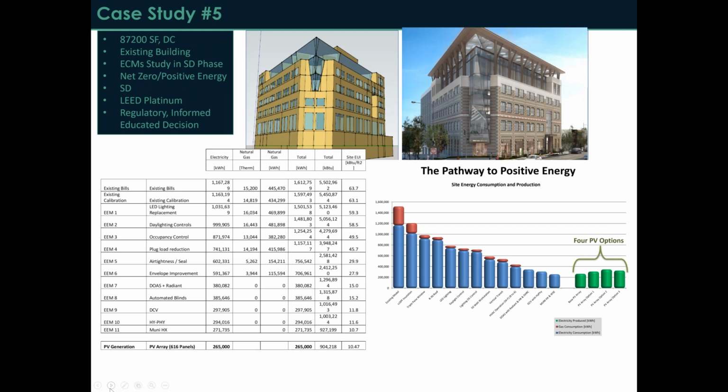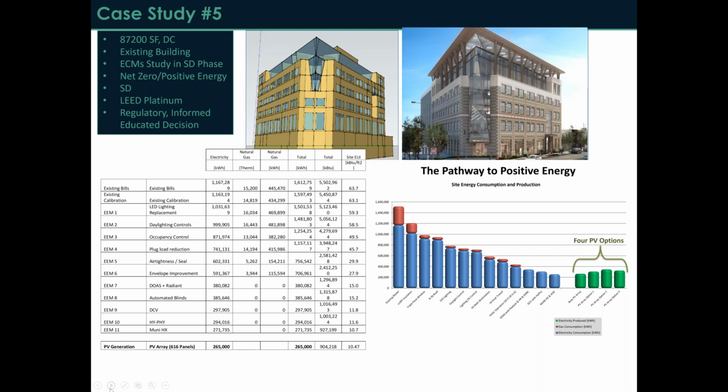Case study number 5. I'm sure any of you who were following us in the last two webinars that we had should be familiar with this building. This is a pretty interesting building. That is an AGU building. It's 87,200 square feet in downtown DC. It was built in the 1990s.